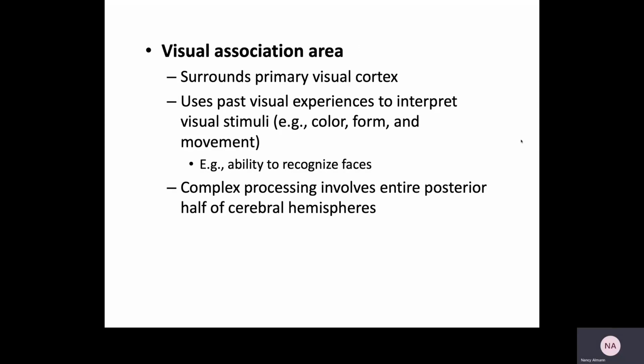There is a visual association area that's going to be surrounding the primary visual cortex. This is pretty cool because it takes information that you have from past visual experiences to interpret what you're seeing now. So what color, form, movement. And in fact, this is why you're able to recognize faces. It's very complex processing, and it's going to involve the posterior half of the cerebral hemispheres. It's pretty cool.